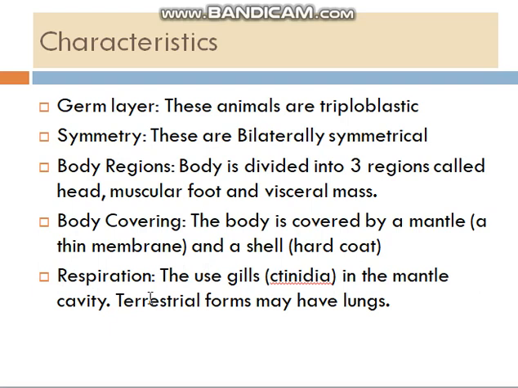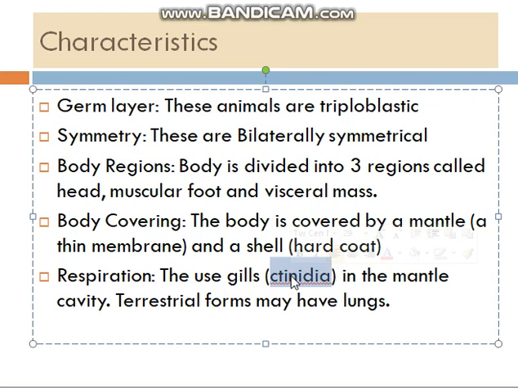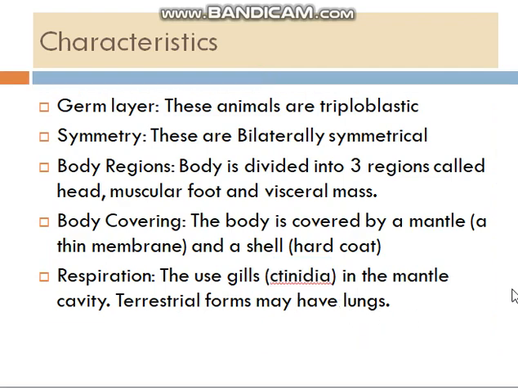If we talk about their respiration, they use gills, which are sometimes also called ctenidia. The ctenidia are the gills which are present in the mantle cavity. I mean, gills are present basically between the visceral mass and the mantle. So there's the shell outside, after the shell there is the mantle, after the mantle there are gills, and then comes the visceral mass. Terrestrial forms may have a very primitive kind of lung-like structure.